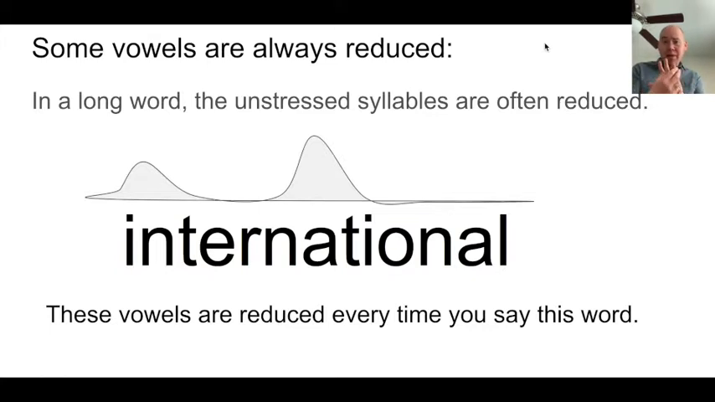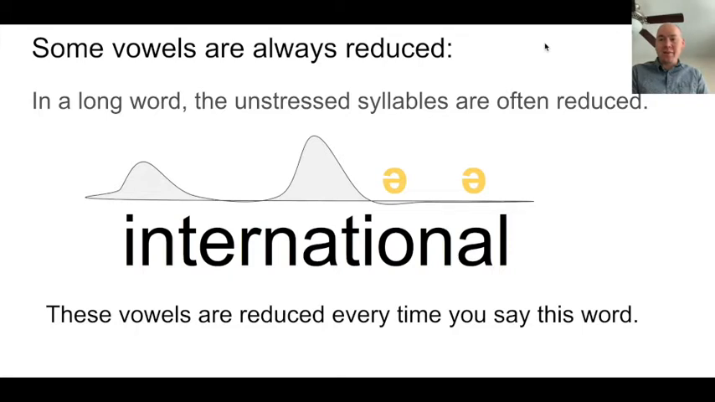Now the last two, these two are unstressed, and they both get the same reduced sound, which is schwa. Schwa is the reduced cup of mustard sound. Now, what's important about this is that this word will always have these two syllables pronounced this way. A fluent speaker never says it with full vowels, unless they're trying to speak another language.